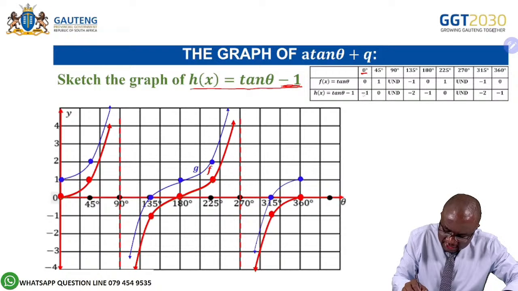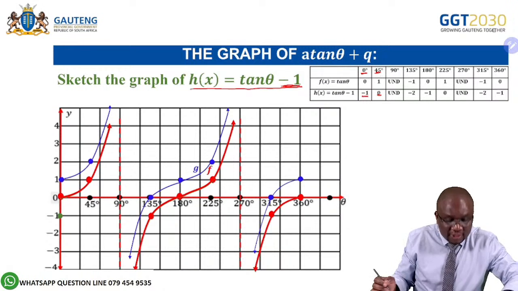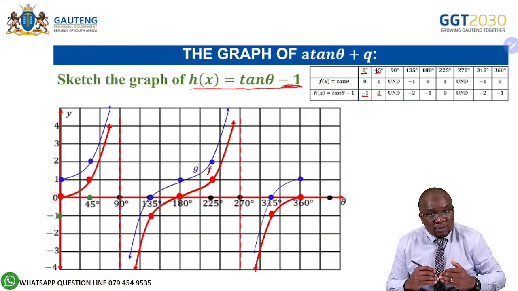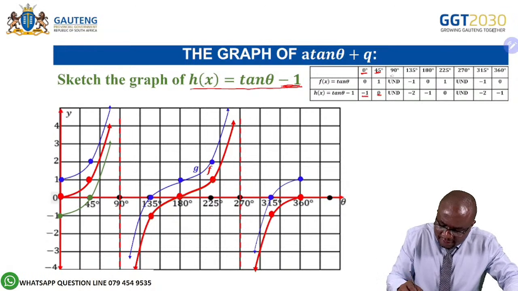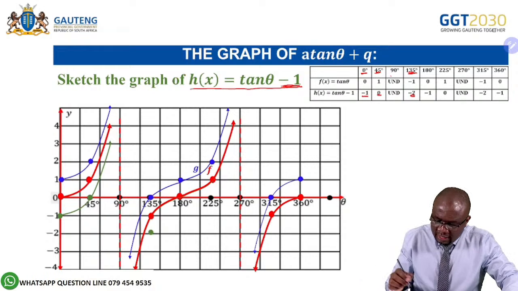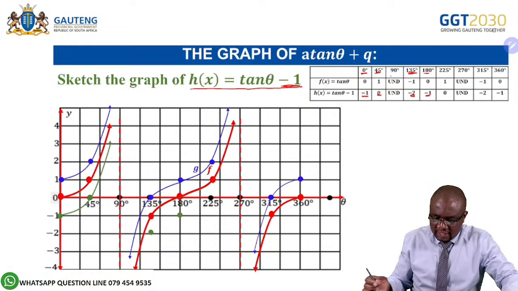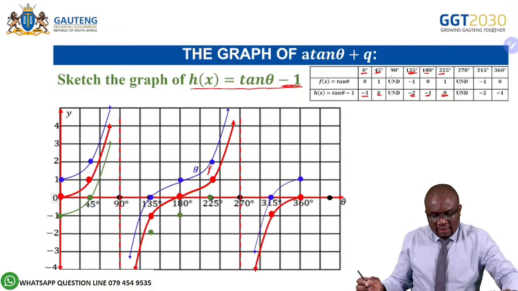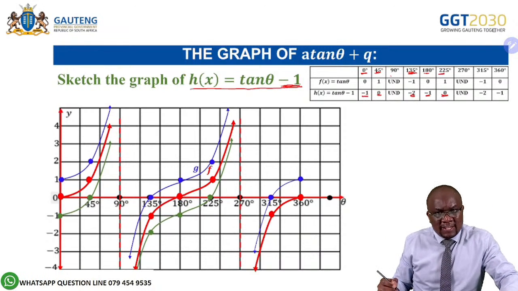So the first point here is 0, negative 1. That is the point. The second point is 45, 0. Do you see that? So the parent graph, which is our red graph, was shifted downwards by 1 unit because the q is negative. Right. We have our asymptote at 90. 135, negative 2. You see that? And then 180 degrees, negative 1. Do you see the points? And then 225 is 0. Do you see that point there? And then what has happened to our parent graph? It was shifted downwards by 1 unit. That's the effect of Q.